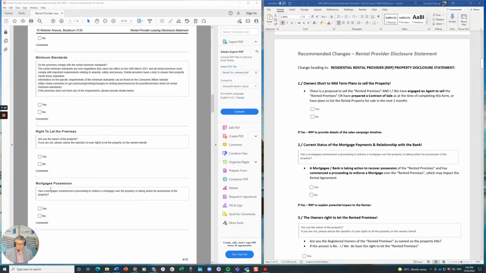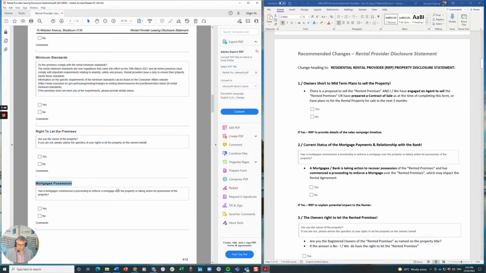mortgagee. So it's down there, and again I'm just using the REIV as the guide that we've come from. So current status of the mortgage payments in relationship with the bank. Now the reason why I've changed that heading, make that number 2, and move that up, is because a lot of people are ticking yes when I see these when I'm doing audits. They're ticking yes because they think, yes, I have a mortgage, not realising that the question's around mortgagee. And effectively, what I've got here: a mortgagee / bank is taking action to recover possession.